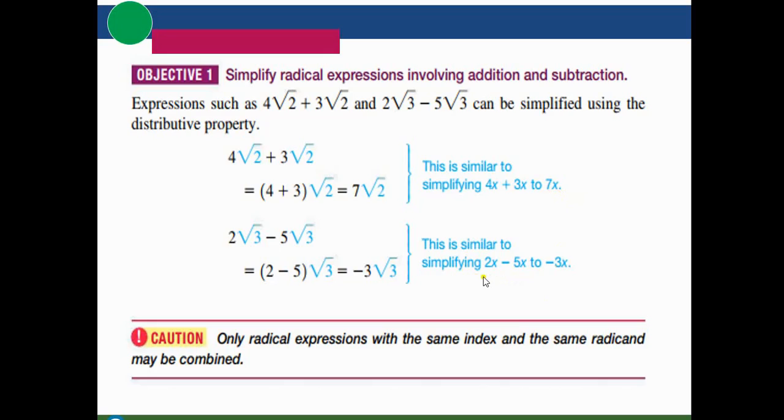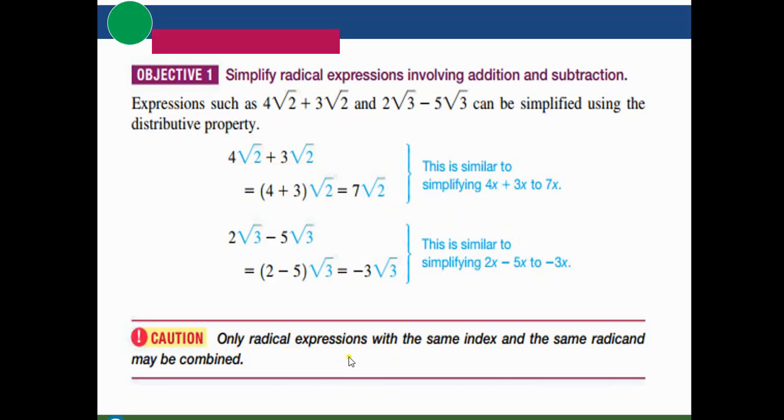And this lower one was similar to 2x minus 5x is negative 3x. So remember when we were combining like terms, what we did was add or subtract the coefficients of x in this example. So in a lot of ways, you can consider the number on the outside of the radical kind of like a coefficient of x. All right. But it's very important.